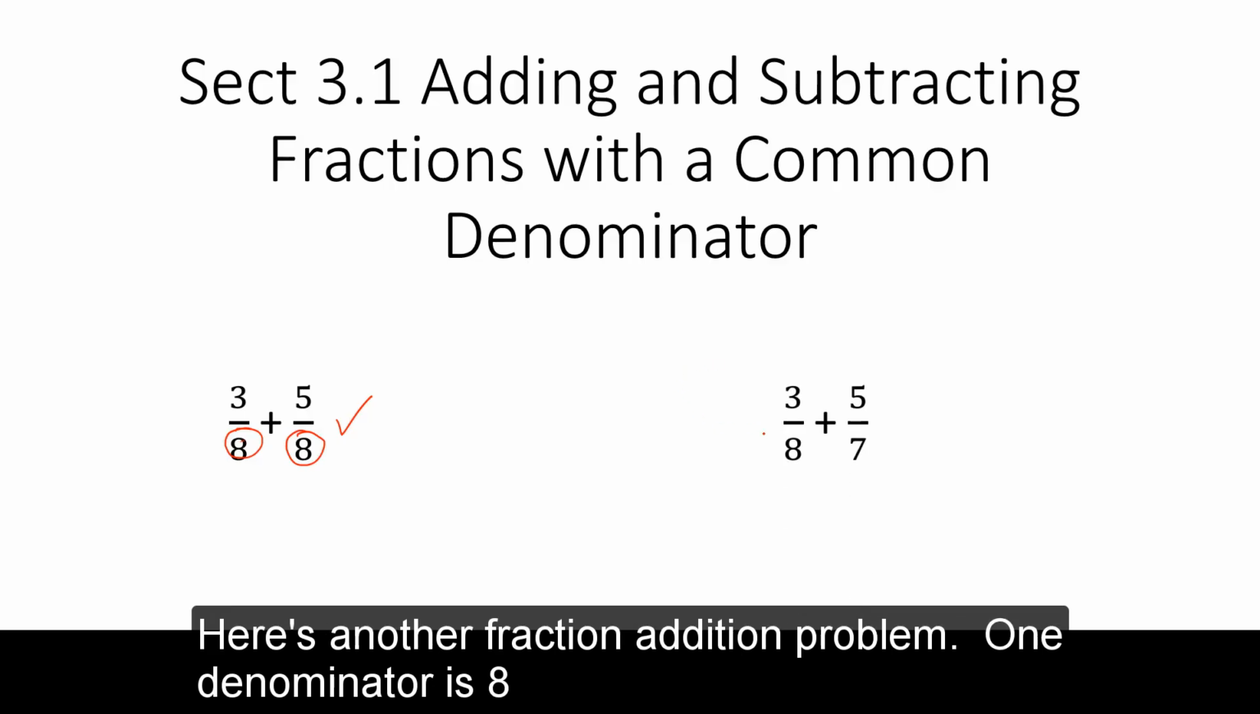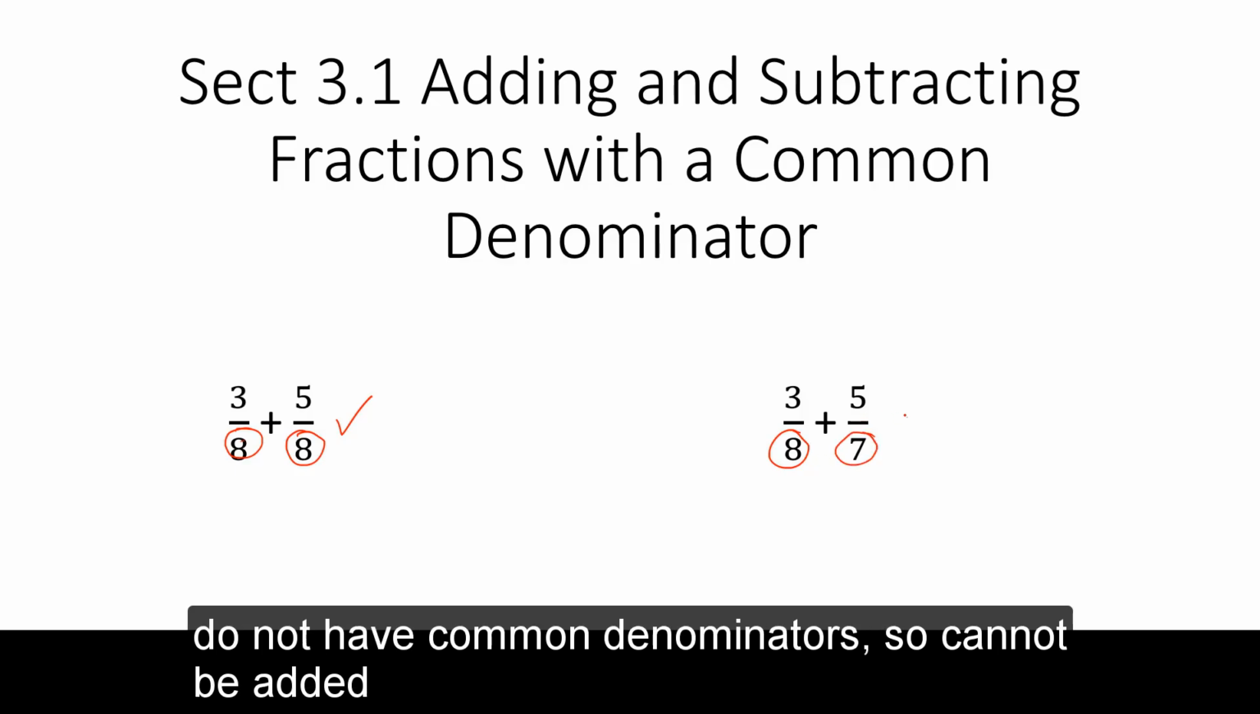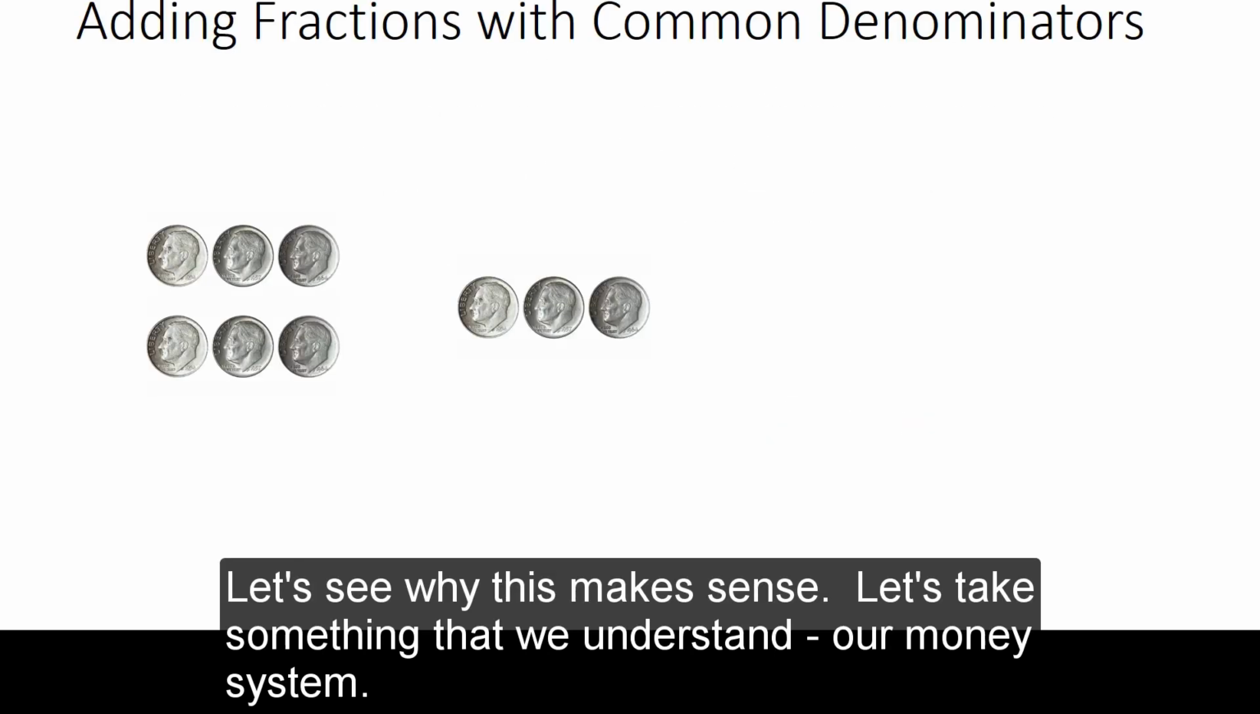Here's another fraction addition problem. One denominator is 8, one denominator is 7. They are not the same. So these fractions do not have common denominators and cannot be added as shown. Let's see why this makes sense.